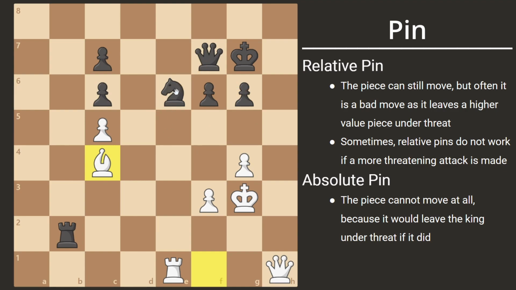Now, keep in mind, with this relative pin, it can be dangerous, right? For example, if my king was, let's say, here, for example, or not there, because the rook checks there, but here, right, on this edge, the knight could come over here and check me, right? And then it could take the bishop, right? And that's not a good thing.